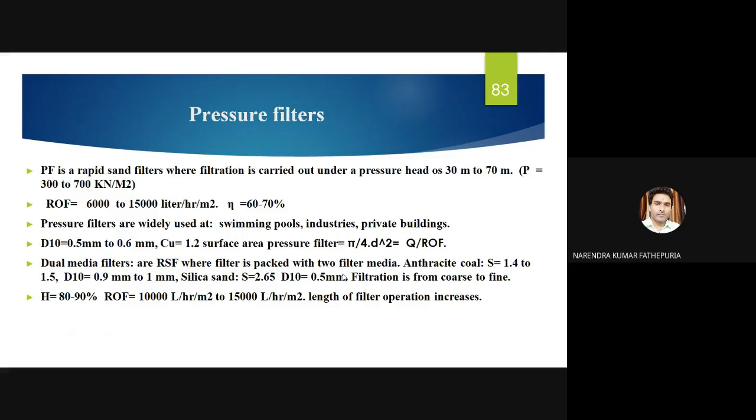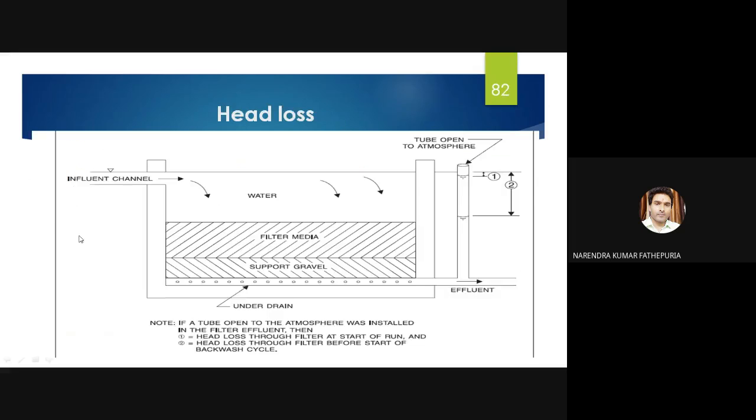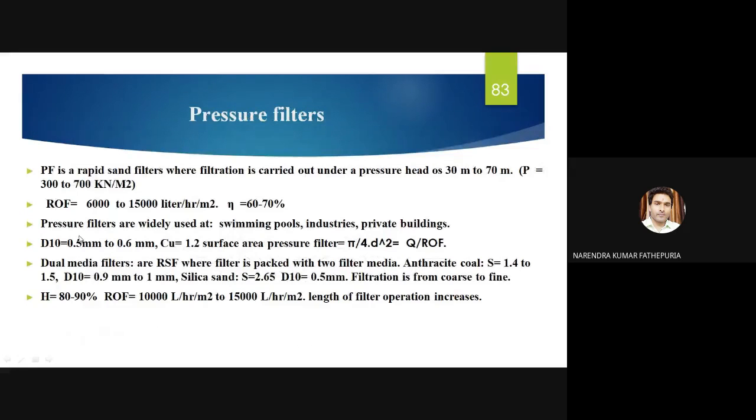This is one example given for pressure filters, how to design a pressure filter. Like before, as we have discussed for rapid filtration and slow filtration, here also we have to take some standard parameters. Removal efficiency should be 60 to 70%. Rate of filtration, you have to take 6,000 to 15,000 liter per hour per meter square.